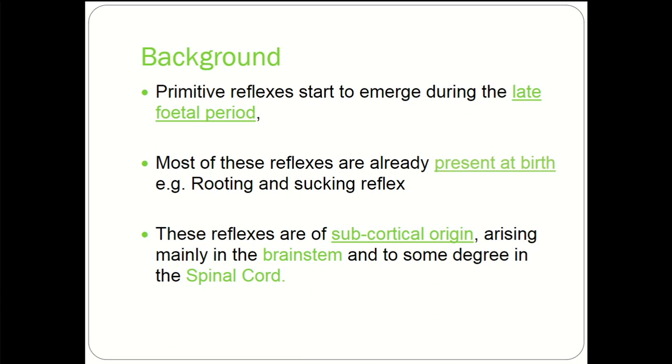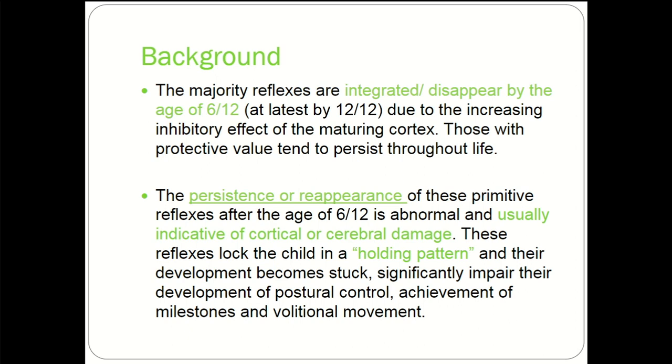So, background. Primitive reflexes start to emerge during the late fetal period. Most of the reflexes are already present at birth, like rooting and sucking reflex. These reflexes are of subcortical origin, arising mainly in the brainstem and to some degree in the spinal cord too. The majority of the reflexes are integrated or disappear by the age of 6 months, at least by 12 months, due to the increasing inhibitory effect of the maturing cortex.